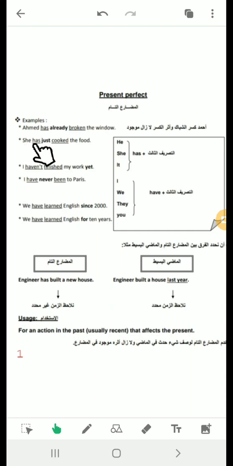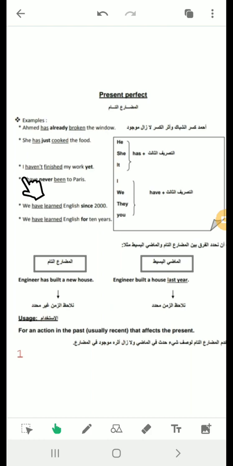Here, she has just cooked the food. She, subject, has cooked, the verb. Cook, cooked, cooked. We use also the past participle. So, we notice that we use has plus past participle. How about just? Just also it's a key word, but we use it between the 2 parts of the verb, like already, between the 2 parts of the verb.